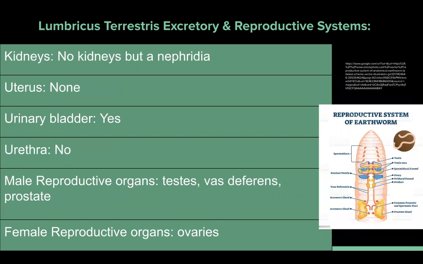The earthworm, again, does not have as many parts as the rat. It has no kidneys, but something alike called the nephridia. No uterus or urethra, but it does have a urinary bladder. The male reproductive organs include testes, vas deferens, and prostate. The female reproductive organs are ovaries.